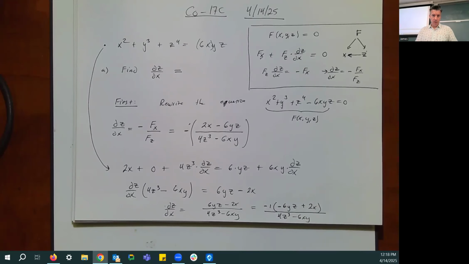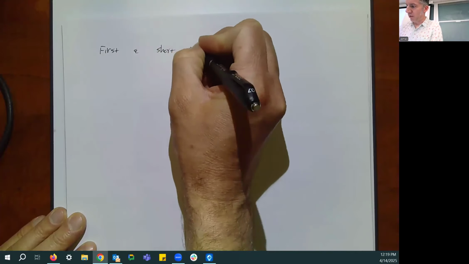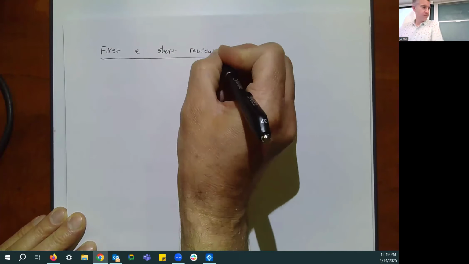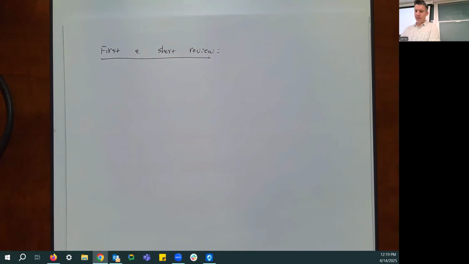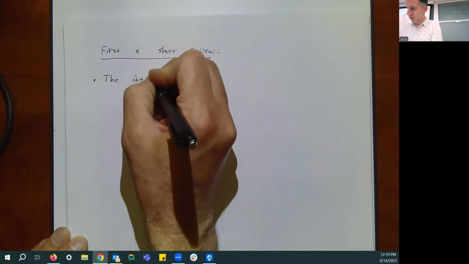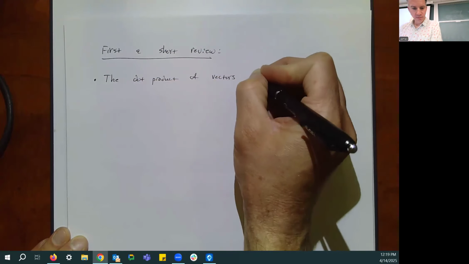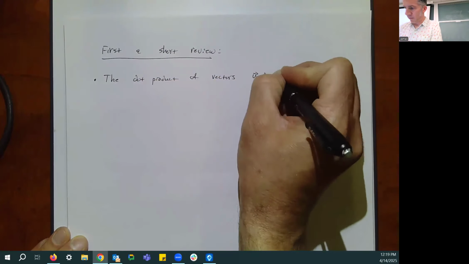Okay. Moving along, let's talk about directional derivatives. Well, we'll eventually talk about directional derivatives, but first, a short review of some 17B topics. A couple things we need to know for this to work. First of all, the dot product of two vectors, say u and v.